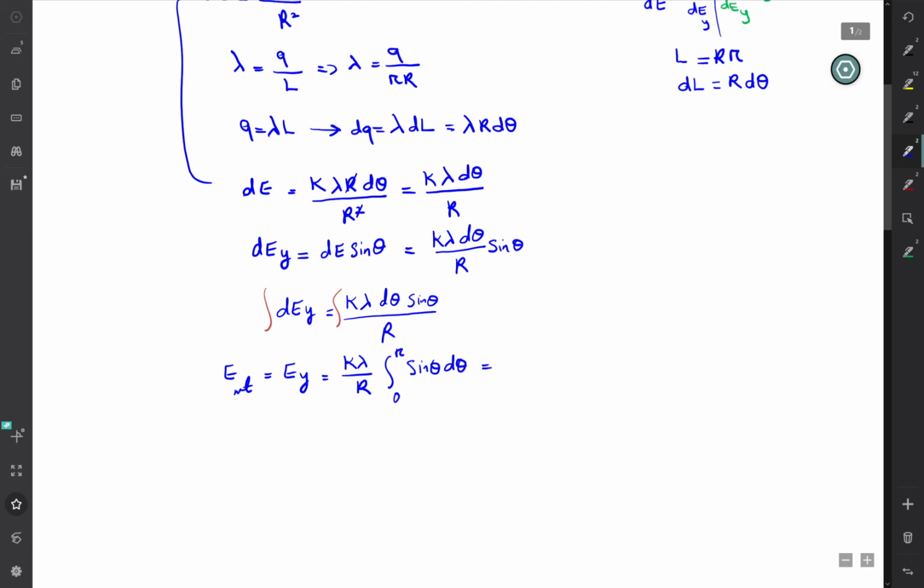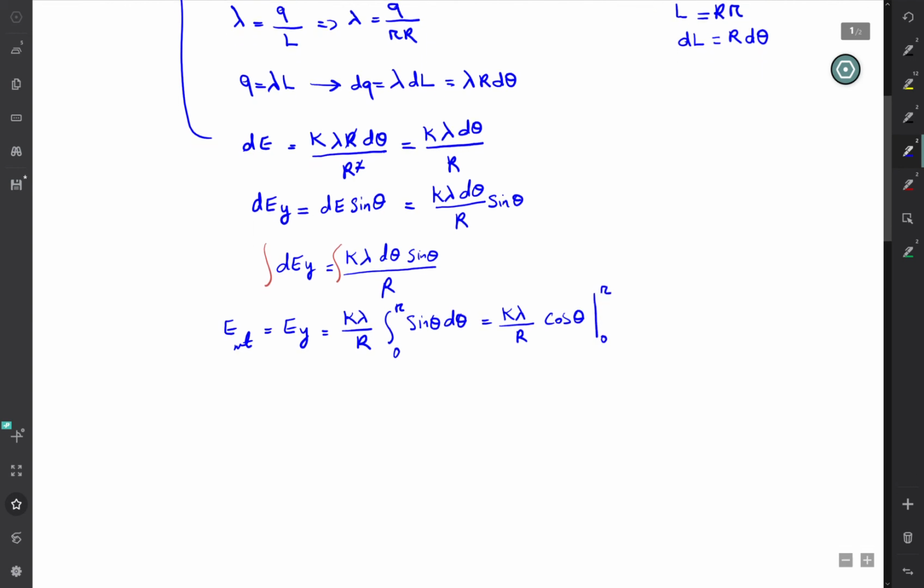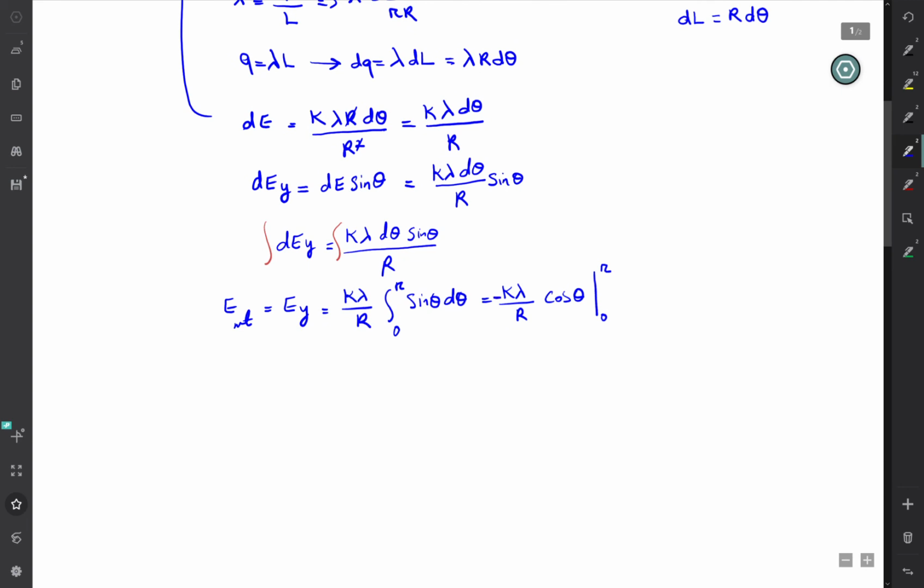And then I will end up getting k lambda over r. The antiderivative of sine is a cos, so cos theta from 0 to pi. Yeah? So it's actually a minus cos. So I can put the minus sign in here. So your net electric field is equal to minus k lambda over r times cos of pi minus cos of 0. So cos of pi is basically minus 1, minus cos of 0, which is 1. You end up getting minus 2. Therefore, you will have 2k lambda over r because the minuses cancel out each other.